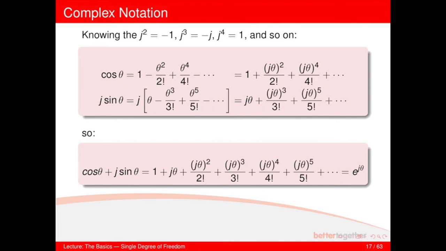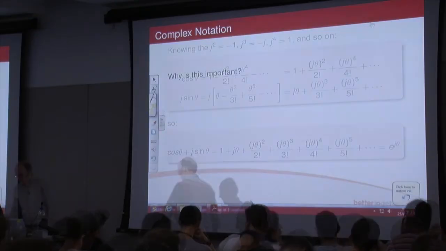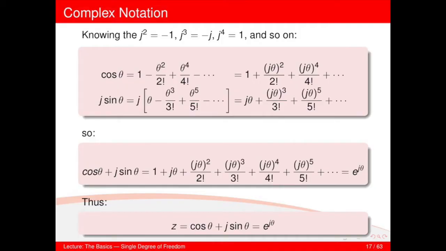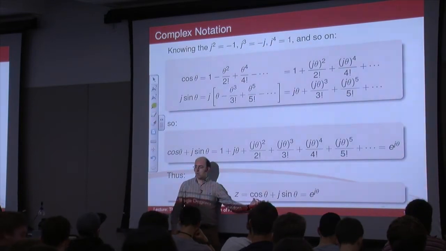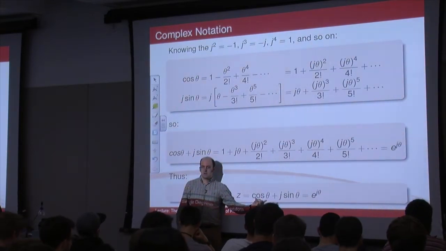Now it just so happens that that's the Taylor series for e to the j theta. Why is it important? So like I said, e to the j theta is cosine theta plus j sine theta. So we can use complex notation. And the reason for that is that basically it's important. If you take the real part of the complex number, you end up with cosine of theta. And what's cosine of theta? It's a sinusoid.